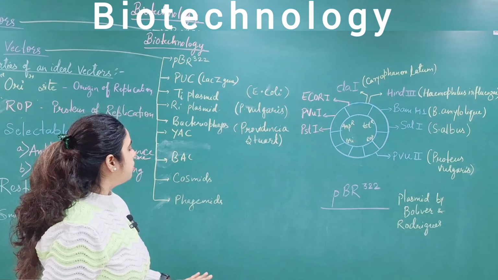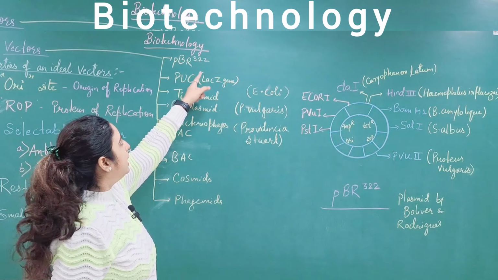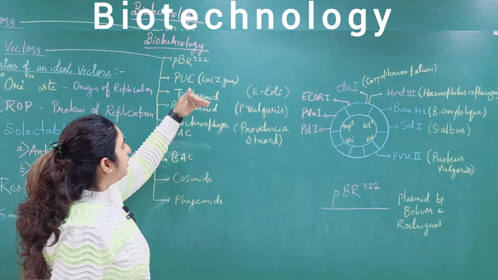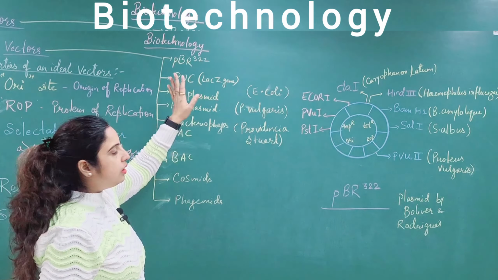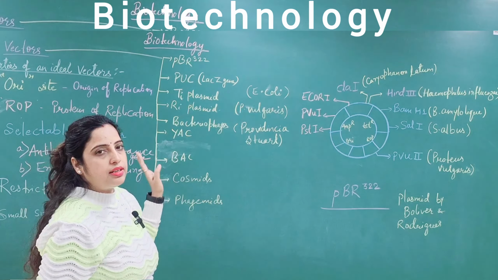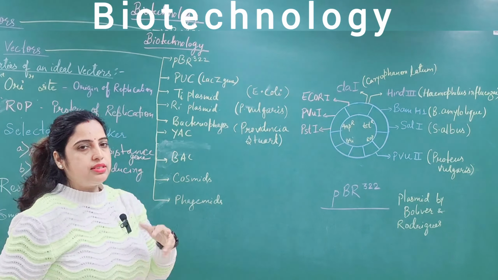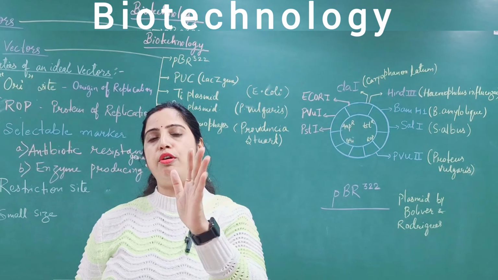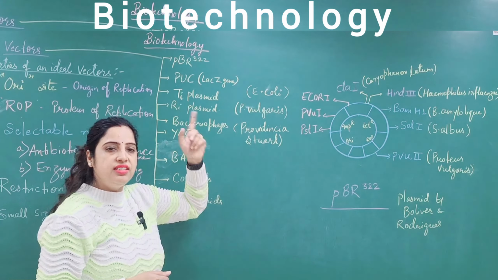Okay, so coming back, the first is pBR322. Then we have pUC. This is the pUC family, another kind of plasmid where the selectable marker is lacZ, which produces an enzyme. I would like to know from you which enzyme is encoded by the lacZ gene.